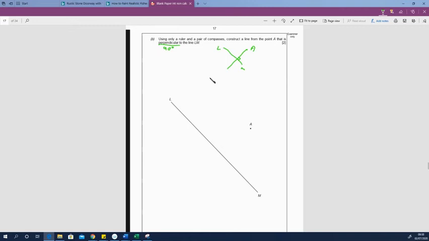So the first thing I do, I take my compasses and put the point of the compass at point A, and then I draw an arc which crosses the line LM in 2 places. I then put the point of my compass on this intersection and draw an arc. I remove my compasses, put them on the other intersection, draw another arc, and then join point A to where the arcs intersect. And then that angle will be 90 degrees, and that's you drawn your line perpendicular to LM.